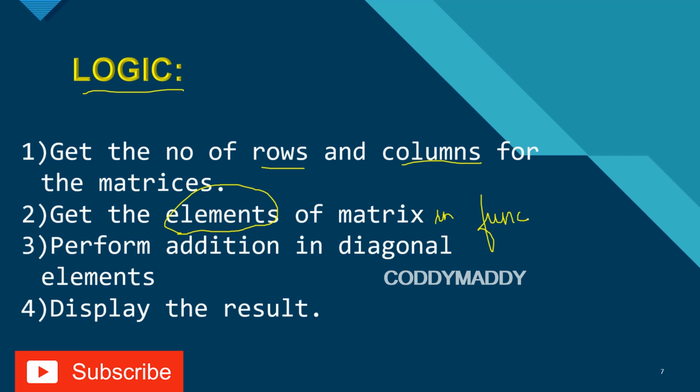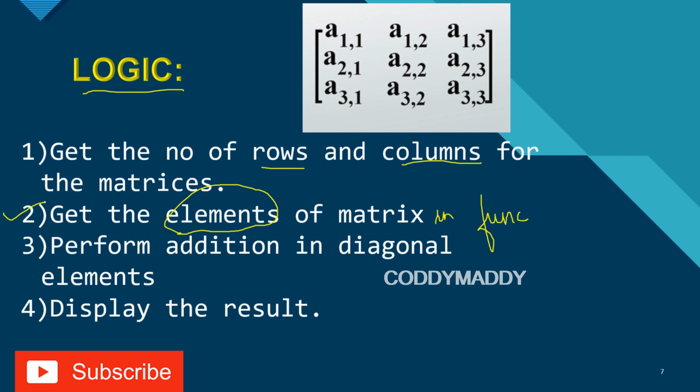So in this function, what we have to do is, first we have to get the elements of the matrix. What are the values that are held in the matrix? We have to use a for loop for the row and a for loop for the column, as we have already discussed, and get all the elements of the matrix. Once the elements are obtained, we have to perform the addition of the diagonal elements. How to identify the diagonal elements is the main concept here.